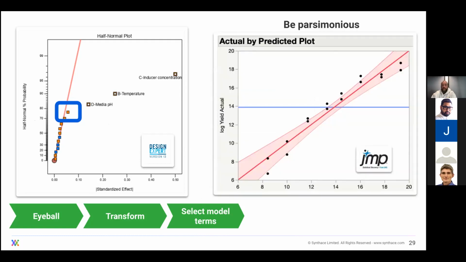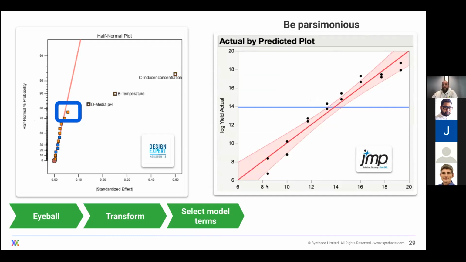Well, the phrase that sticks in my head to describe this, mainly because I didn't know what the word meant before learning about DOE, is you want to be parsimonious when selecting terms for the model. Being parsimonious means you are very unwilling to spend money or use resource. And in this context, it means adding the minimum amount of terms that makes your model useful.